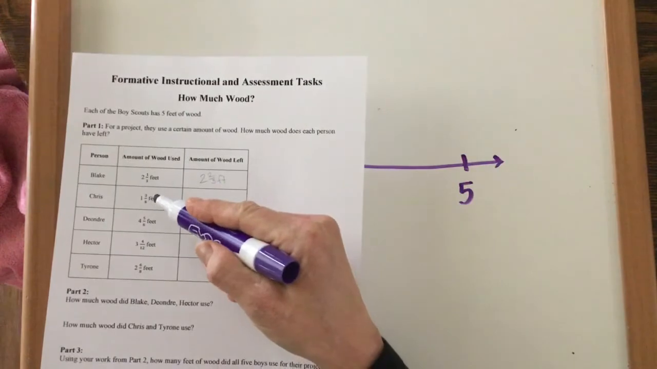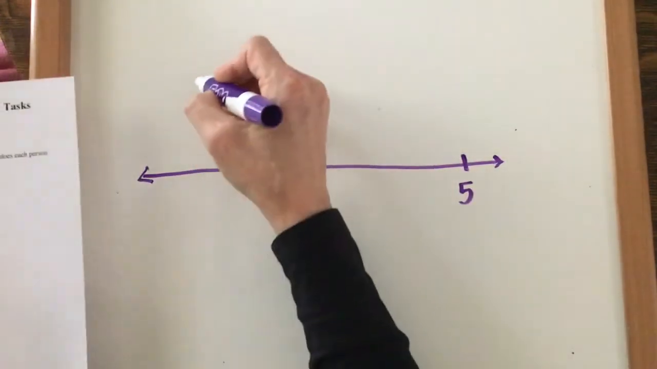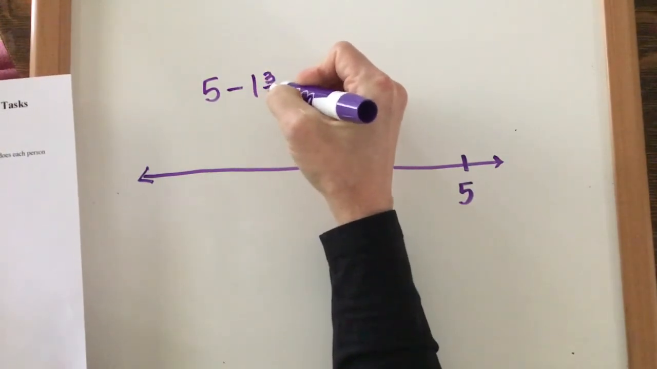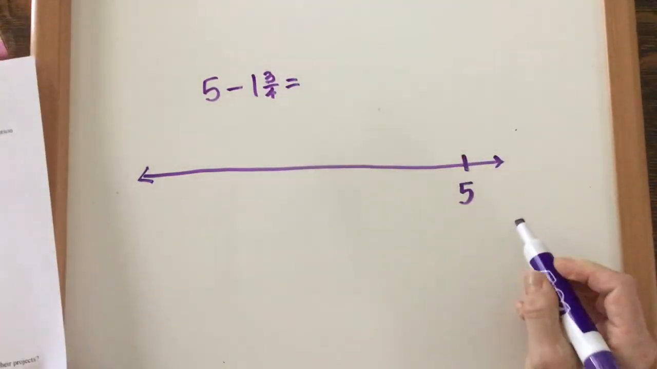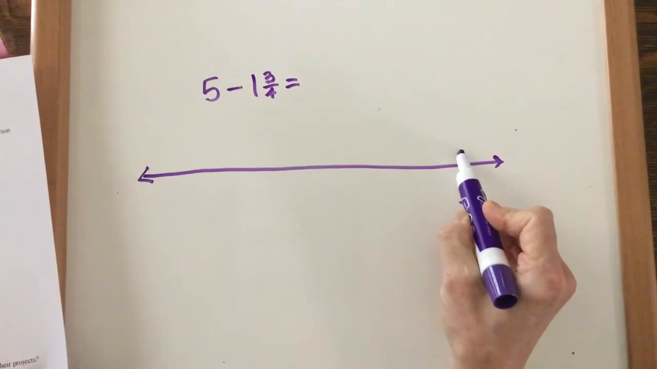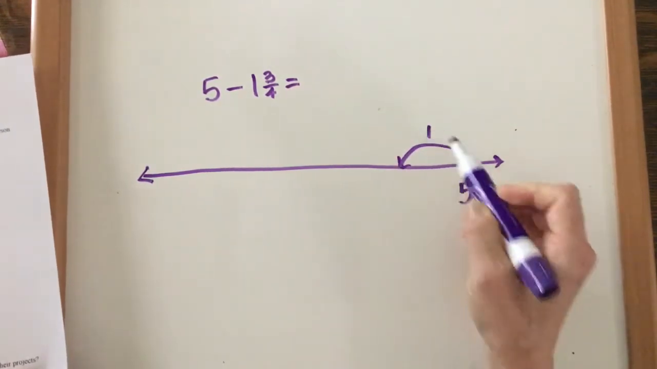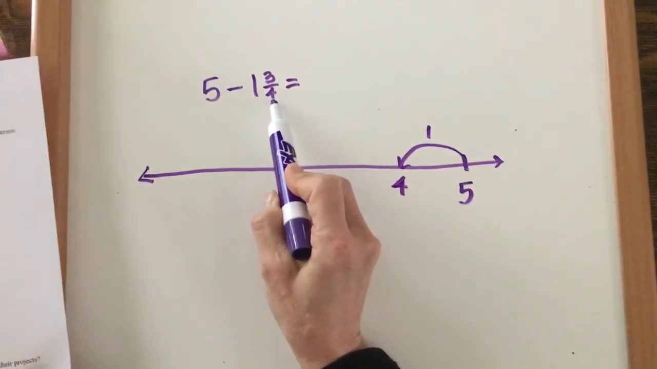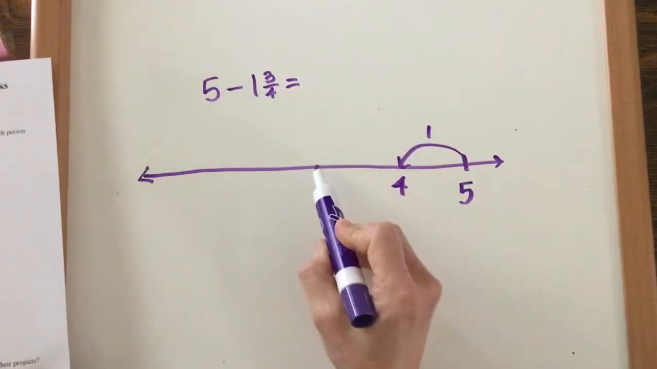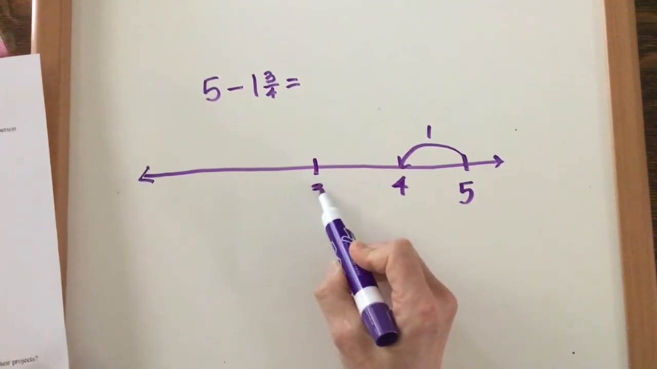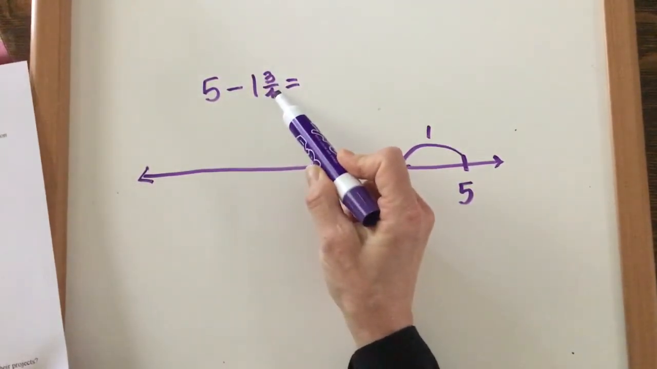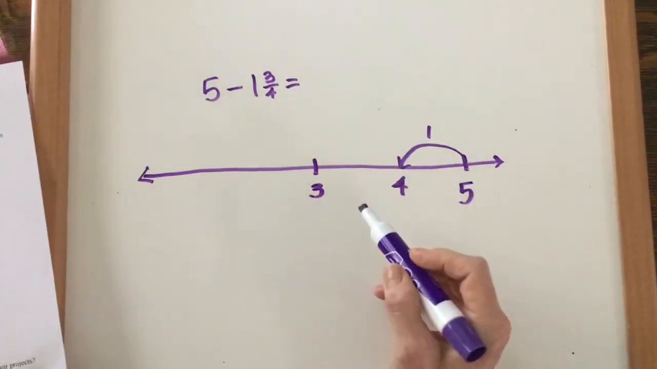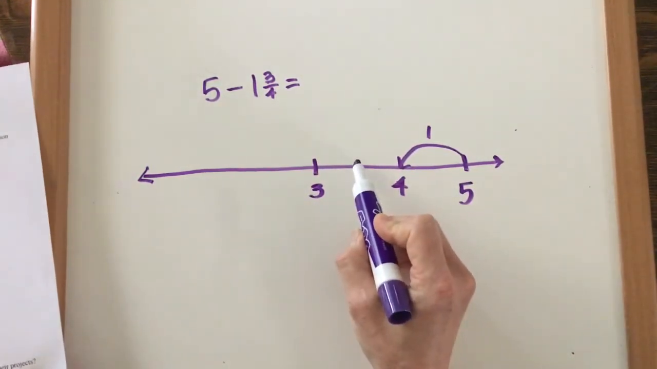So Chris has 1 3/4 feet. I'm doing 5 take away 1 3/4. I'm trying to see what that equals. When I take away the whole number 1, I know that that gets me to 4. But I still have part of a whole to deal with. So I'm going to make one more whole number here. I can tell by my denominator that I'm taking away fourths. So I'm going to divide this into fourths.